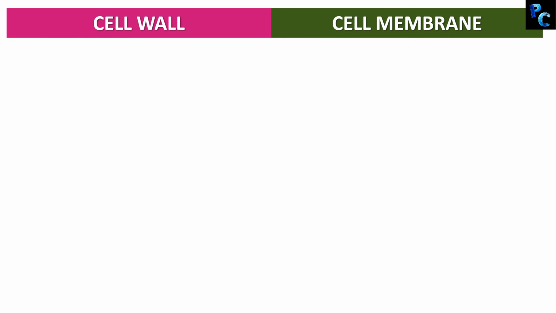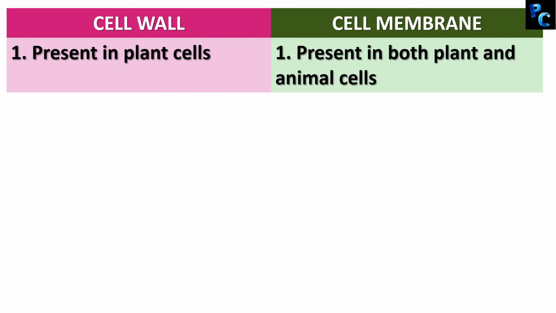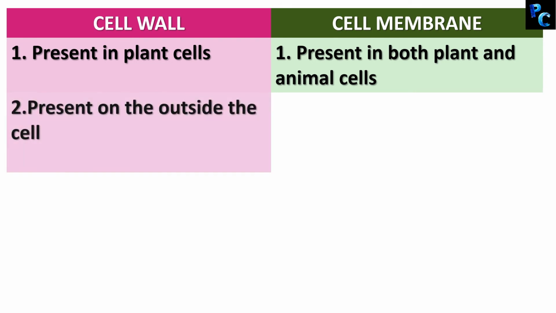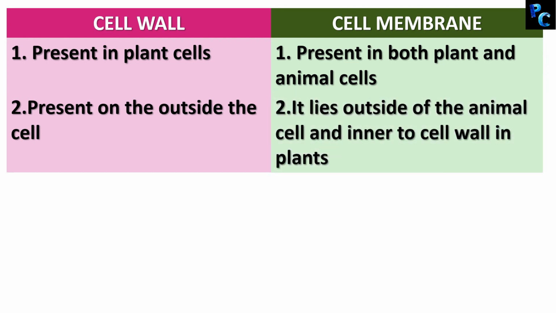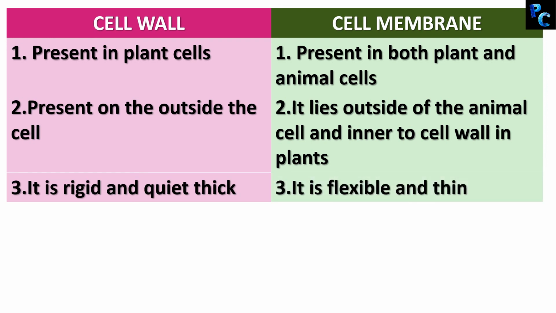Now you know about both cell membrane and cell wall. Can you tell me the difference between them? Cell wall is present in plant cell. Cell membrane is present in both plant cell and animal cell. Cell wall is present outside the cell. Cell membrane lies outside of the animal cell and inner to the cell wall in plant cell. Cell wall is rigid and quite thick. Cell membrane is flexible and thin.